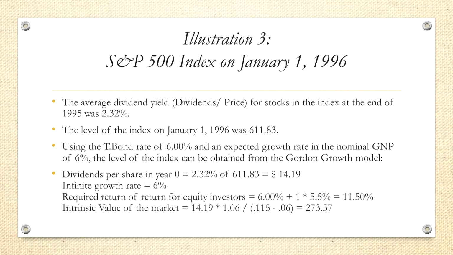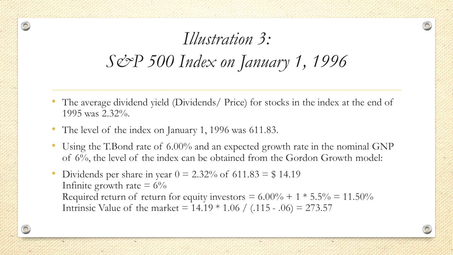And the third example is to look at the S&P 500 index in 1996 to see what your estimated S&P 500 index is. And here we look at the dividend. The average dividend yield for the stocks in the index at the end of 1995 is 2.32%. And the level of the index in January was 600. And here we are going to use this constant growth model.